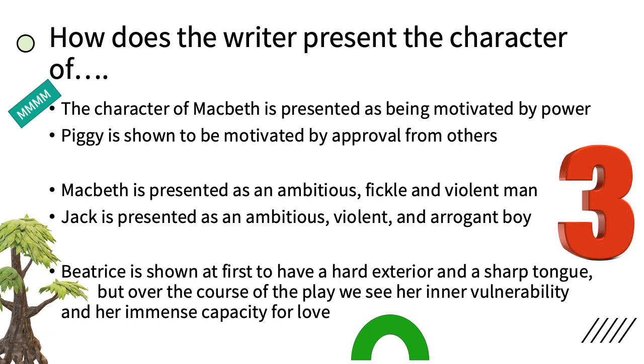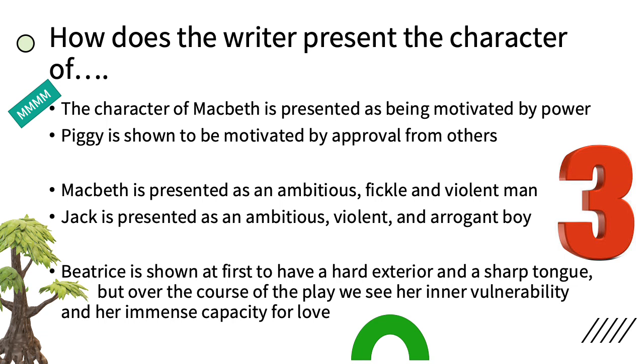The next 2 are examples of your 3 is the magic number revision. So let's say you wanted to start your essay off with a description of the different facets, the different sides to that character. You might say Macbeth is presented as an ambitious, fickle and violent man. 3 words. Jack is presented as an ambitious, violent and arrogant boy. 3 words. 2 very similar to Macbeth.